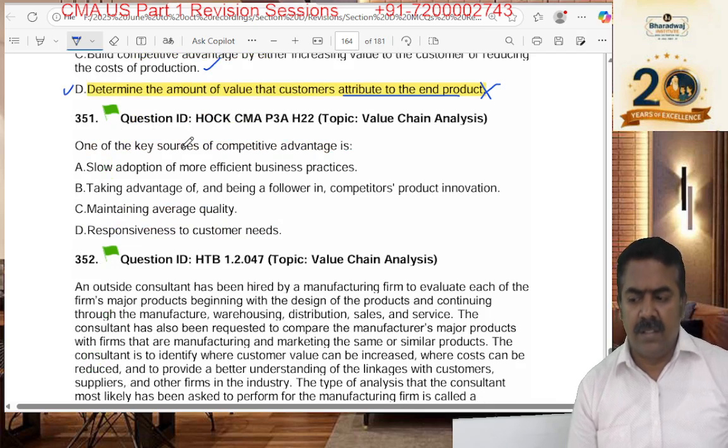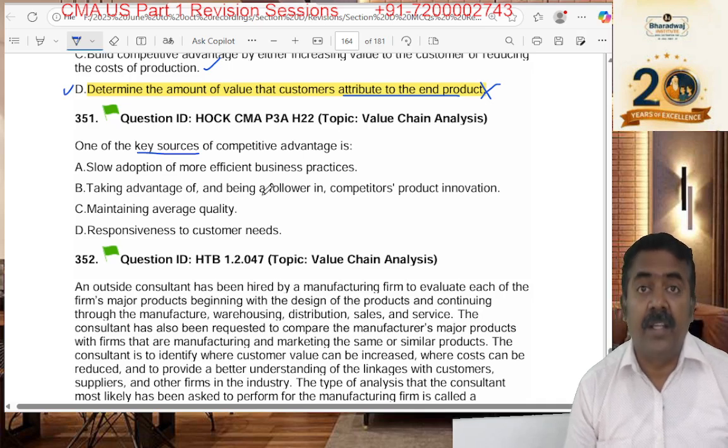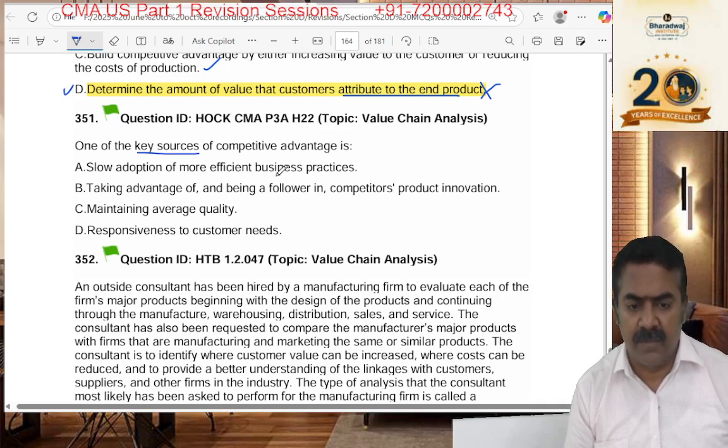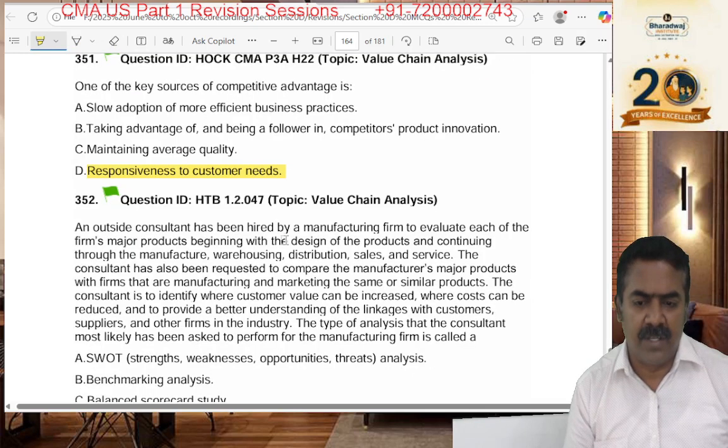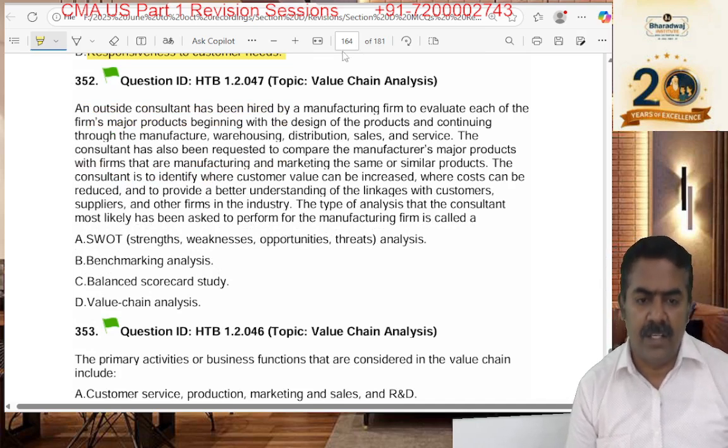One of the key areas of competitive advantage. Average quality cannot be the thing. Taking the advantage of competitive product innovation, no. Follower is not the thing. Efficient business practices is not the thing. Yes, superior innovation, superior responsiveness to consumer needs, in power, competitive advantages. So responsive to consumer needs. Read 352.